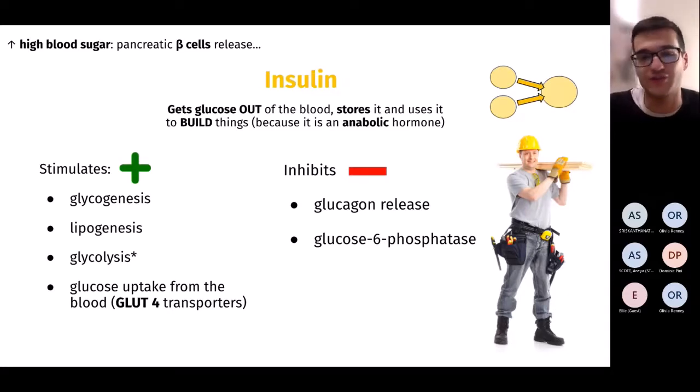And it inhibits glucose 6-phosphatase, which is what allows glucose in your glycogen stores in the liver to ultimately be put into your blood. So it inhibits that, keeps the glucose in your stores and out of the blood.